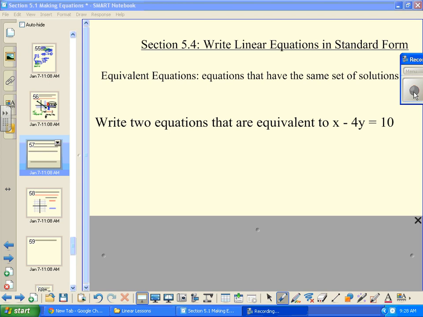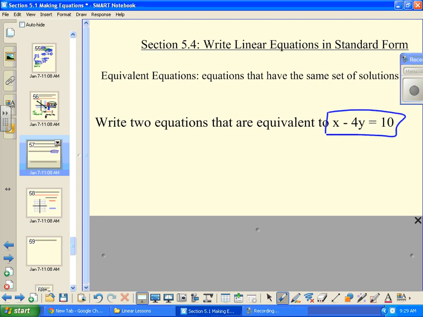So just an example of what I was talking about on that previous page. If I want to write two equations that are equivalent to, let's say, this one here, x minus 4y equals 10, what I could do is start by saying, okay, x minus 4y equals 10. Let's multiply everything by 2. Well, if I do that, my new equation is 2x minus 8y equals 20. And again, you would see that if I graph both these equations, they'd have the exact same graph.